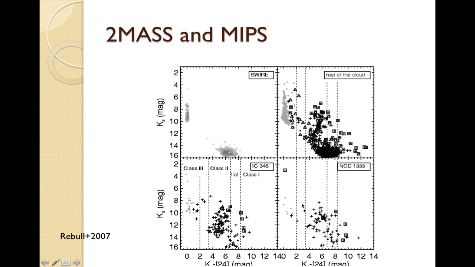Here we have different pieces of this giant cloud called the Perseus Molecular Cloud. Things with small amounts of excesses, things with larger excesses. Some of the things that are red and faint are indeed galaxies, but some of these things out here are not galaxies. They are young, low-mass stars.